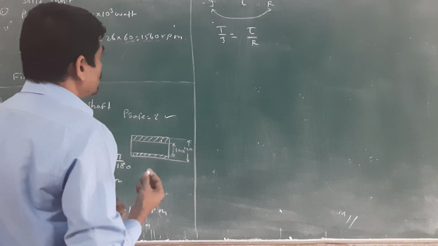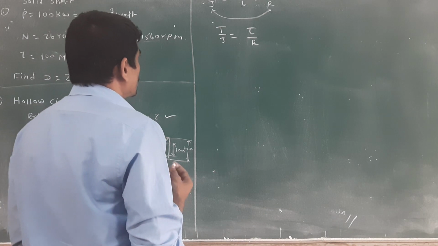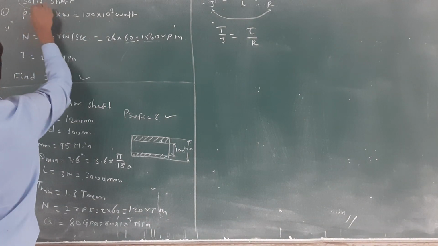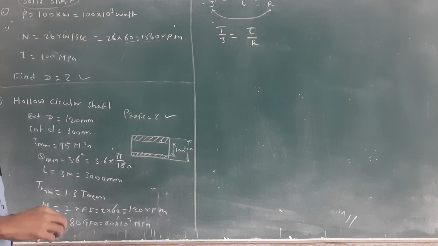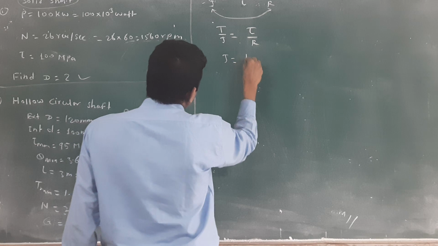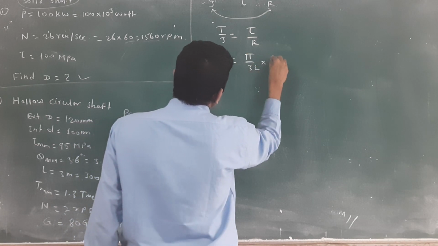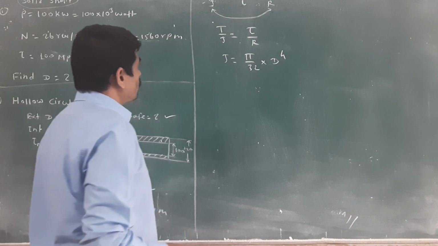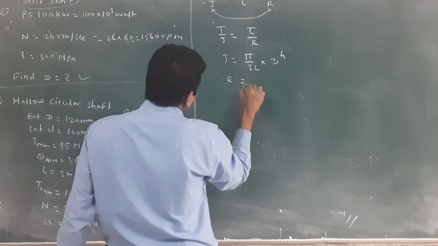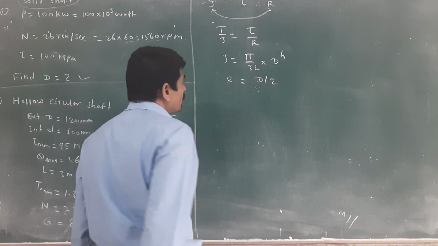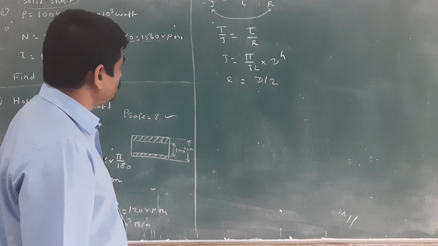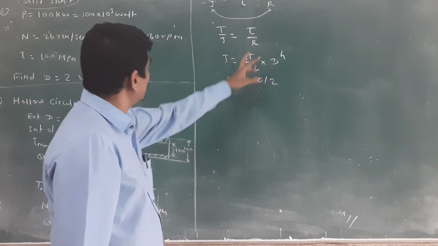What is J? J is the polar moment of inertia. How to calculate J for a solid shaft? This is very important. For a solid shaft, we saw in the last lecture the formula: J is equal to pi by 32 into d raised to 4. How to calculate R for the solid shaft? R is equal to D by 2, the diameter divided by 2, which gives the radius of the solid circular shaft. You know these two values, and tau is known.